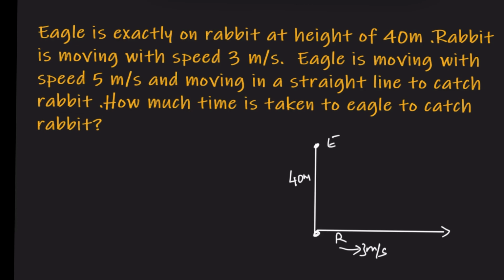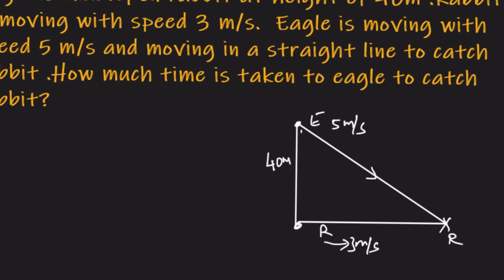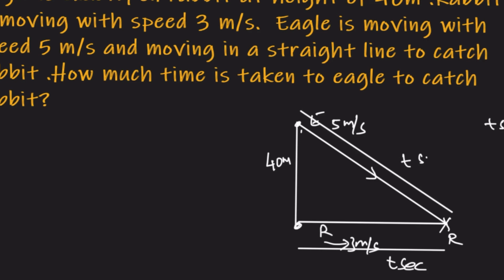Now the eagle wants to catch the rabbit, and the condition given is that the eagle should travel in a straight line. Suppose at this point the rabbit is caught by the eagle. The eagle travels along this path with a speed of 5 meters per second, clearly given. Suppose the time taken for the eagle to catch the rabbit is t seconds. So the rabbit travels this distance in t seconds and the eagle also travels this distance in t seconds.